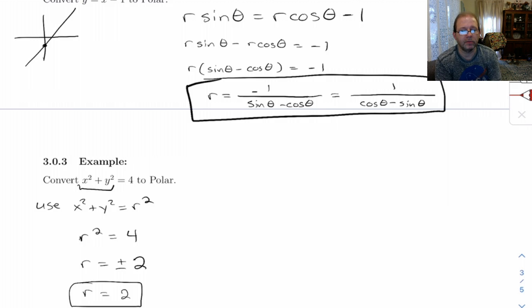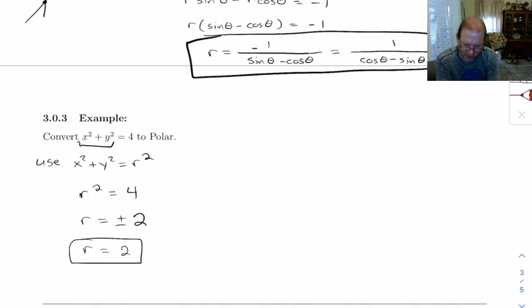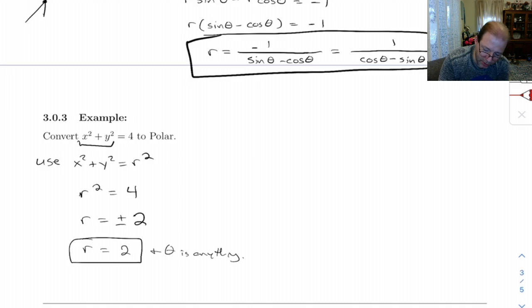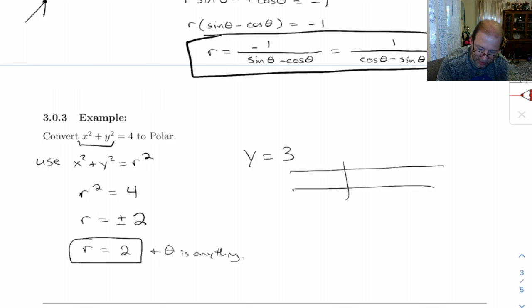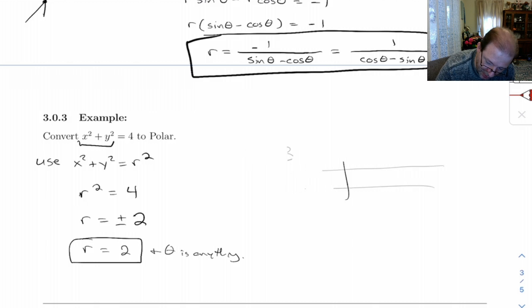R equals 2. Why can I do that? Because remember, when you have an equation where it just says r equals 2, there's no theta in there, so it means r equals 2 and theta is anything, or theta takes on all values. It's kind of like when you graph the equation y equals 3. Y is 3 and x takes on every value from -infinity to infinity. So anyway, we can do that and it gives us r equals 2.